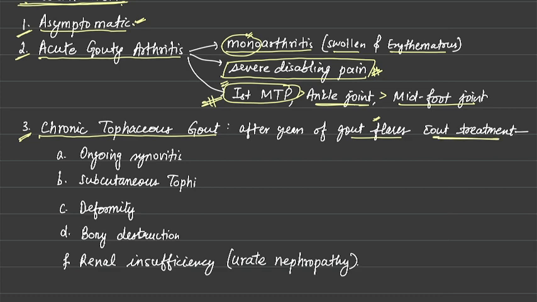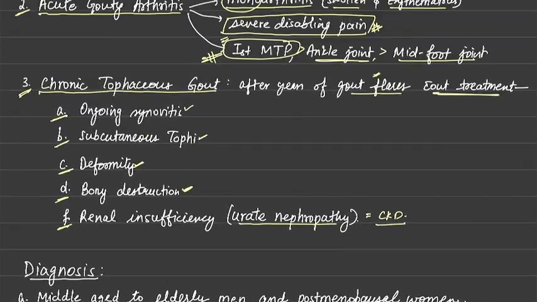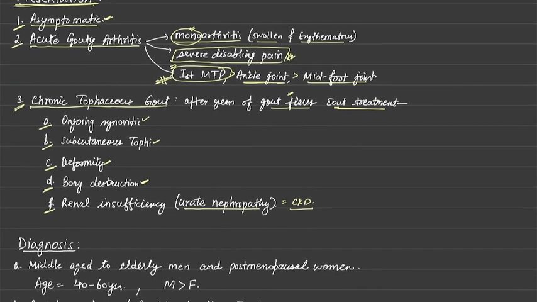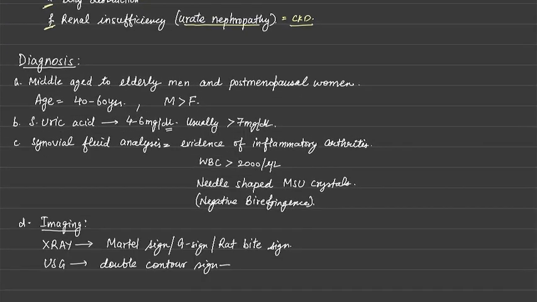So it will be seen as ongoing synovitis. Subcutaneous tophi you can feel. There will be deformity of the joints. There will be bone destruction, and there will be renal insufficiency also, which is termed urate nephropathy, because of deposition of sodium urate crystals in the tubules, and they will cause renal insufficiency and CKD over time, right? So that is how it will present: asymptomatic, acute gouty arthritis, or chronic tophaceous gout.